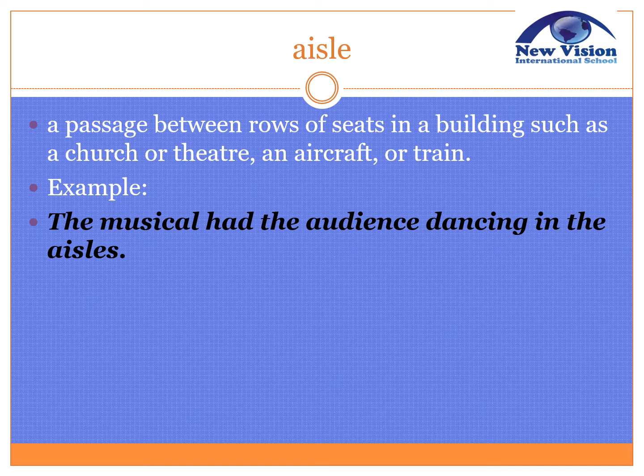Our next homophone we have is aisle. The first word here means a passage between rows of seats in a building, such as a church or theater, and aircraft or train. I get so excited, I'm sorry. Look at the example here: the musical had the audience dancing in the aisle. That's aisle.